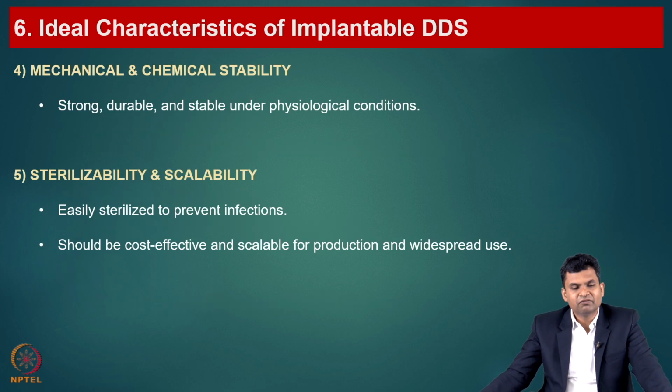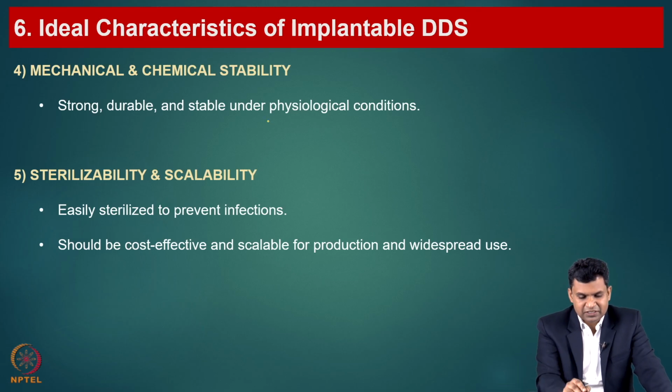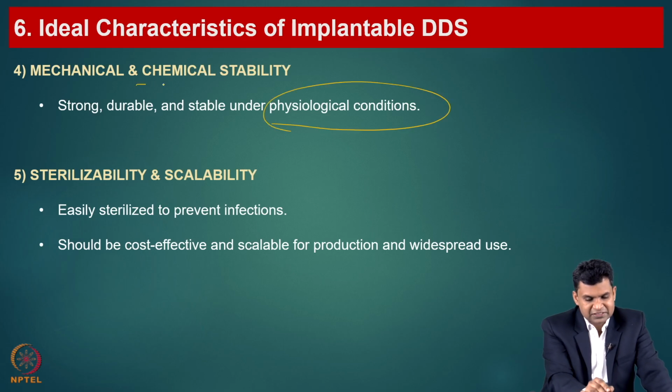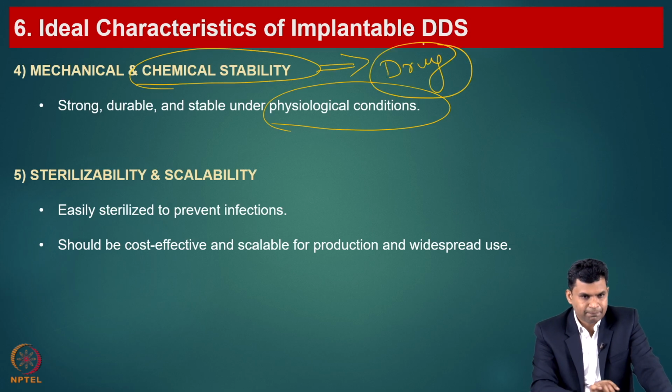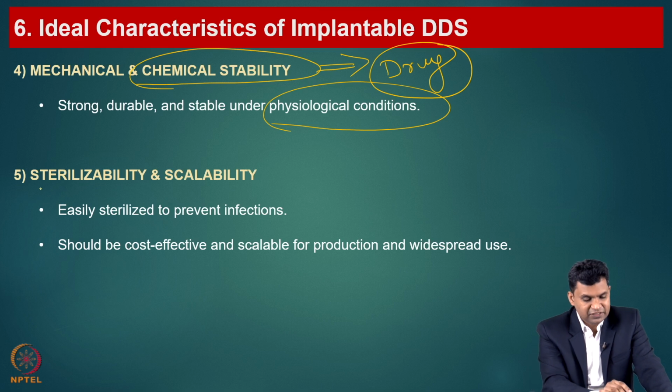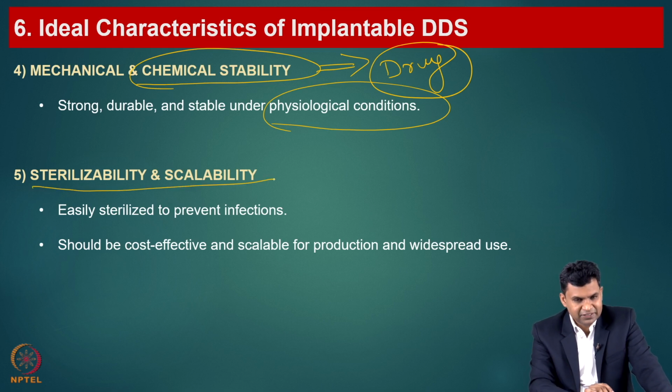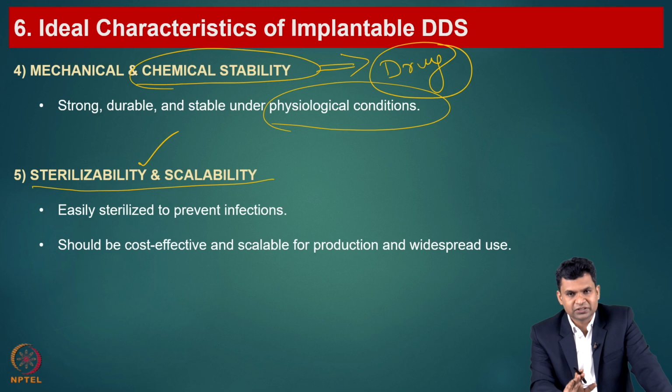This will help for the controlled release as well as protection and safety in the physiological condition, and not only that, if it has chemical stability, it will also protect the drug which is loaded in the implants. And there are the cases where we need sterilizability and scalability. The implant needs to be sterilized and should not undergo any problems during sterilization. So, before developing the implants, we need to see the sterilizability of the implantable drug delivery system.